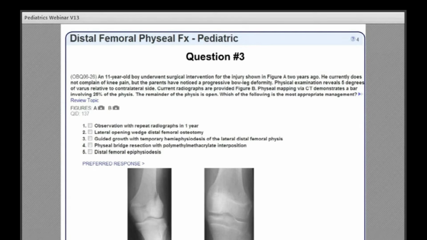Physeal mapping via CT demonstrates a bar involving 25% of the physis. The remainder of the physis is open. Which of the following is the most appropriate treatment?